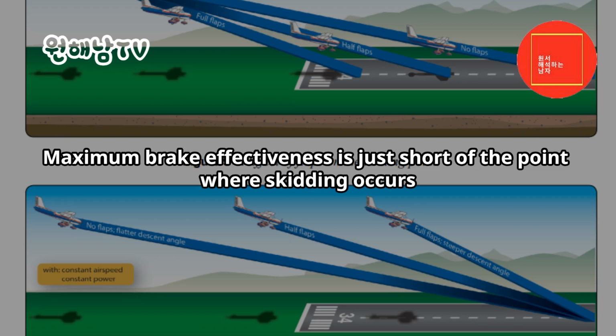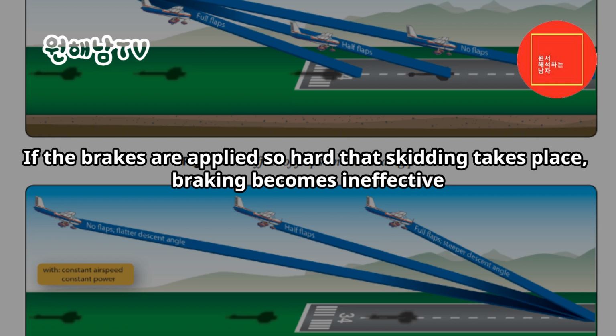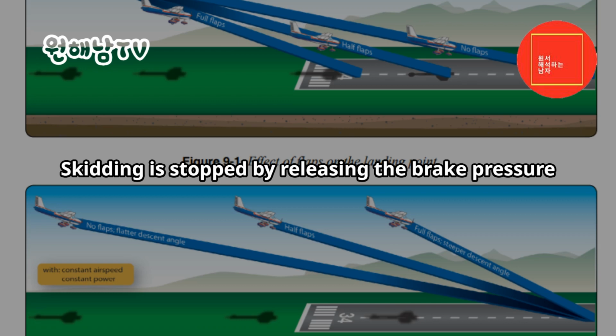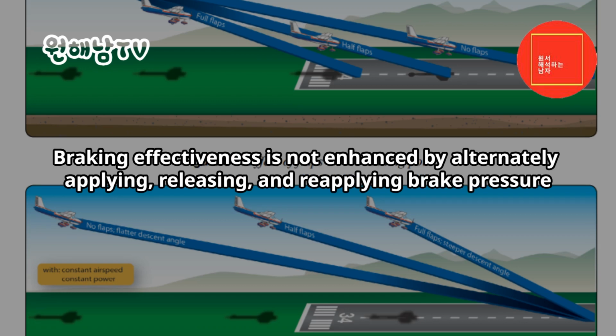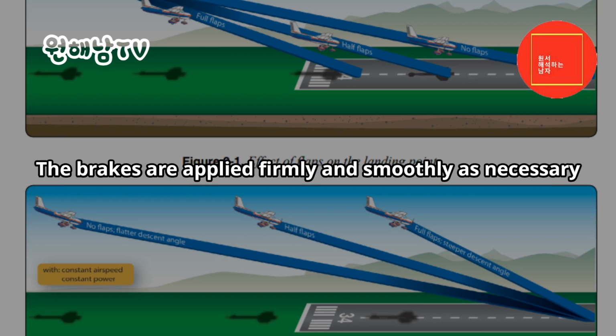Maximum brake effectiveness is just short of the point where skidding occurs. If the brakes are applied so hard that skidding takes place, braking becomes ineffective. Skidding is stopped by releasing the brake pressure. Braking effectiveness is not enhanced by alternately applying, releasing, and reapplying brake pressure. The brakes are applied firmly and smoothly as necessary.